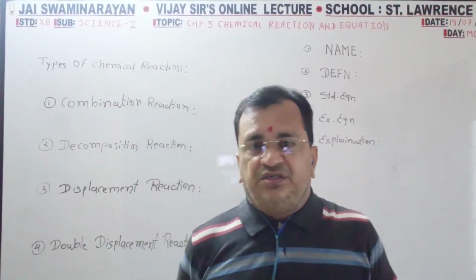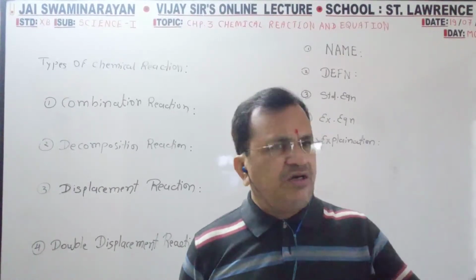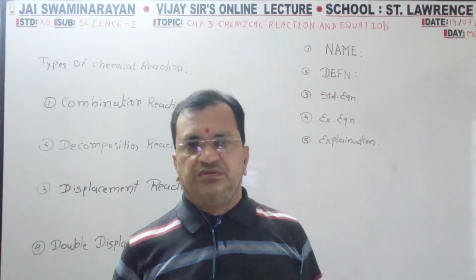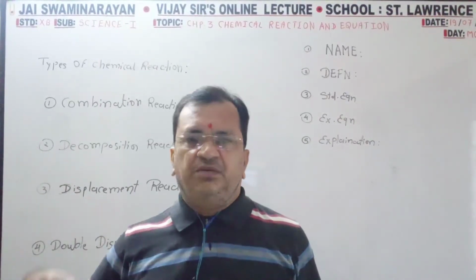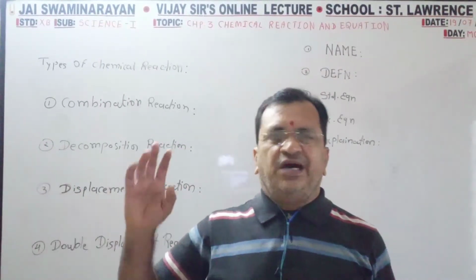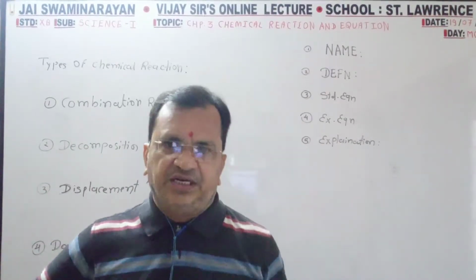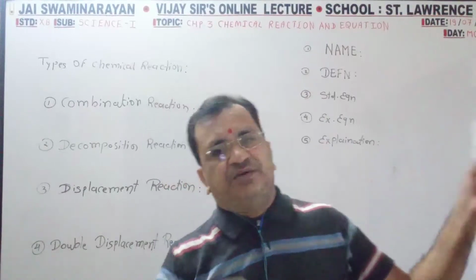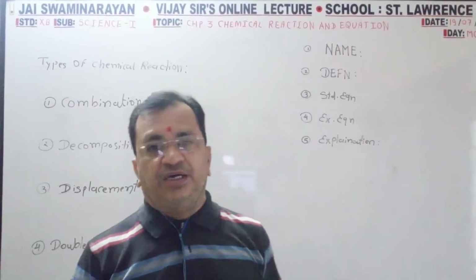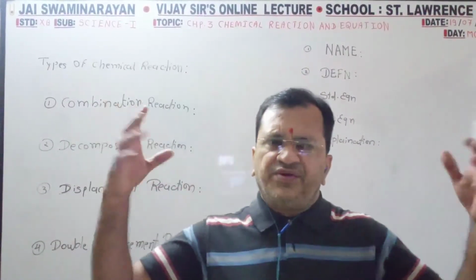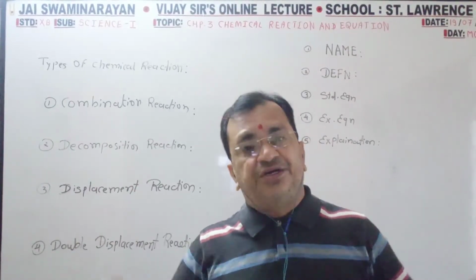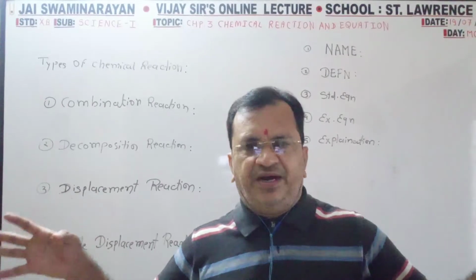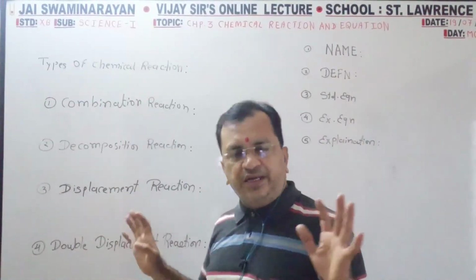Types of chemical reactions, chemical equations. There are lots. Suppose we collect 100 chemical equations. Oxygen plus hydrogen gives water. Carbon plus oxygen gives carbon dioxide. Iron plus sulfur gives iron sulfide. Calcium oxide plus carbon dioxide gives calcium carbonate. These are different. Suppose you collect 100 equations. Mainly you can divide them into 4 groups only.